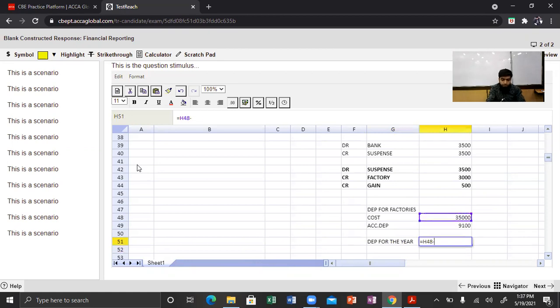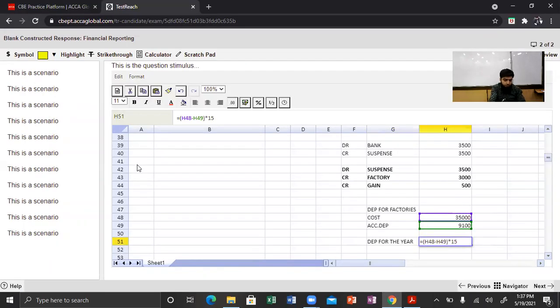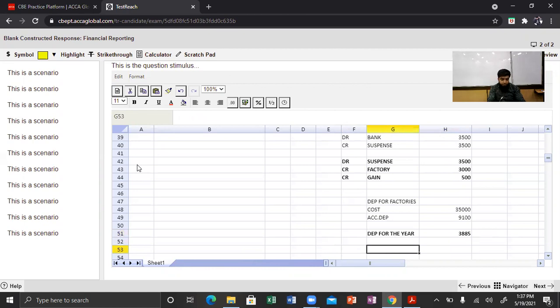remaining cost minus remaining accumulated depreciation, bracket open, that is the remaining cost minus remaining accumulated depreciation, bracket close, multiplied by the rate of depreciation, that is 15% per annum. So that is the depreciation for the year for factories.